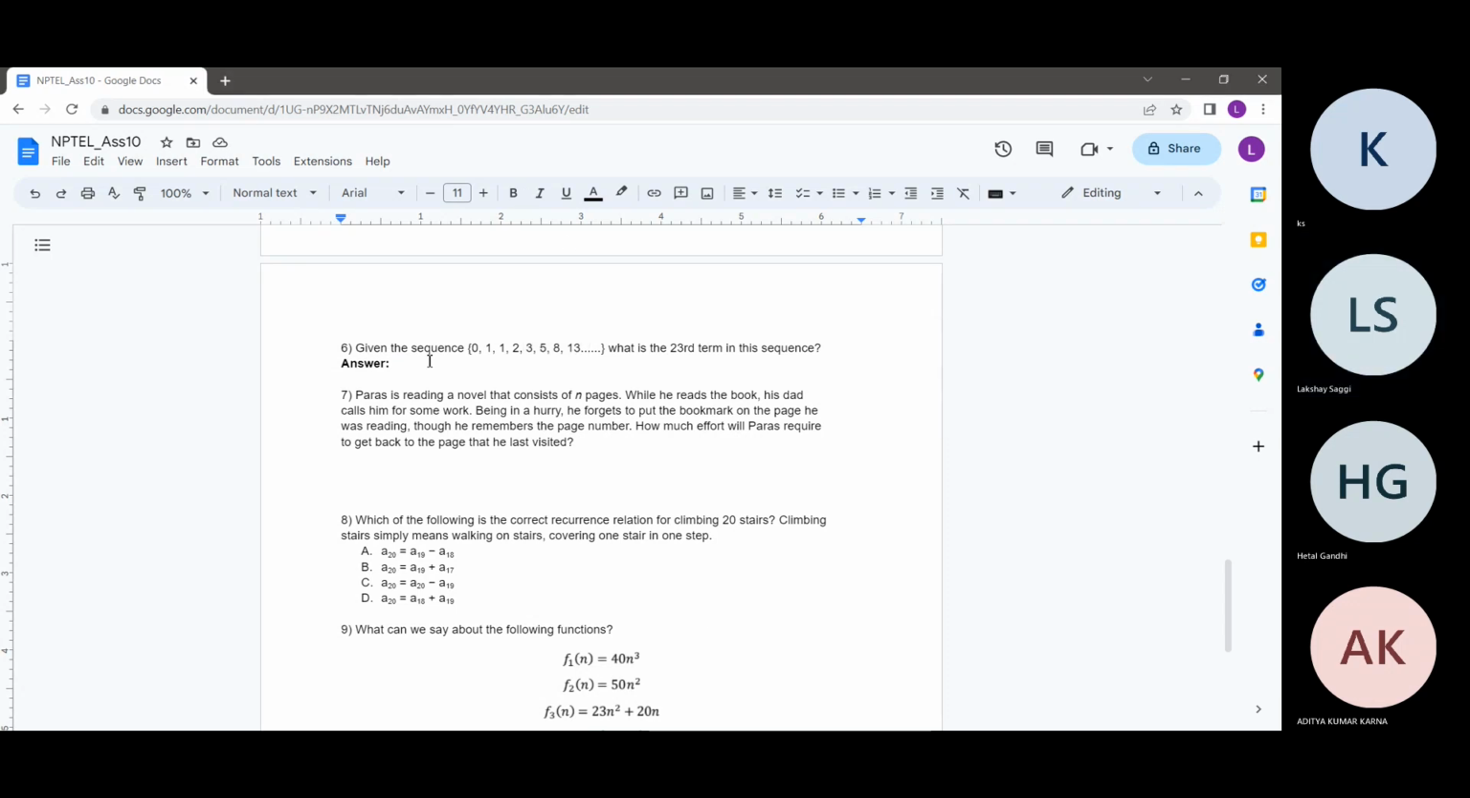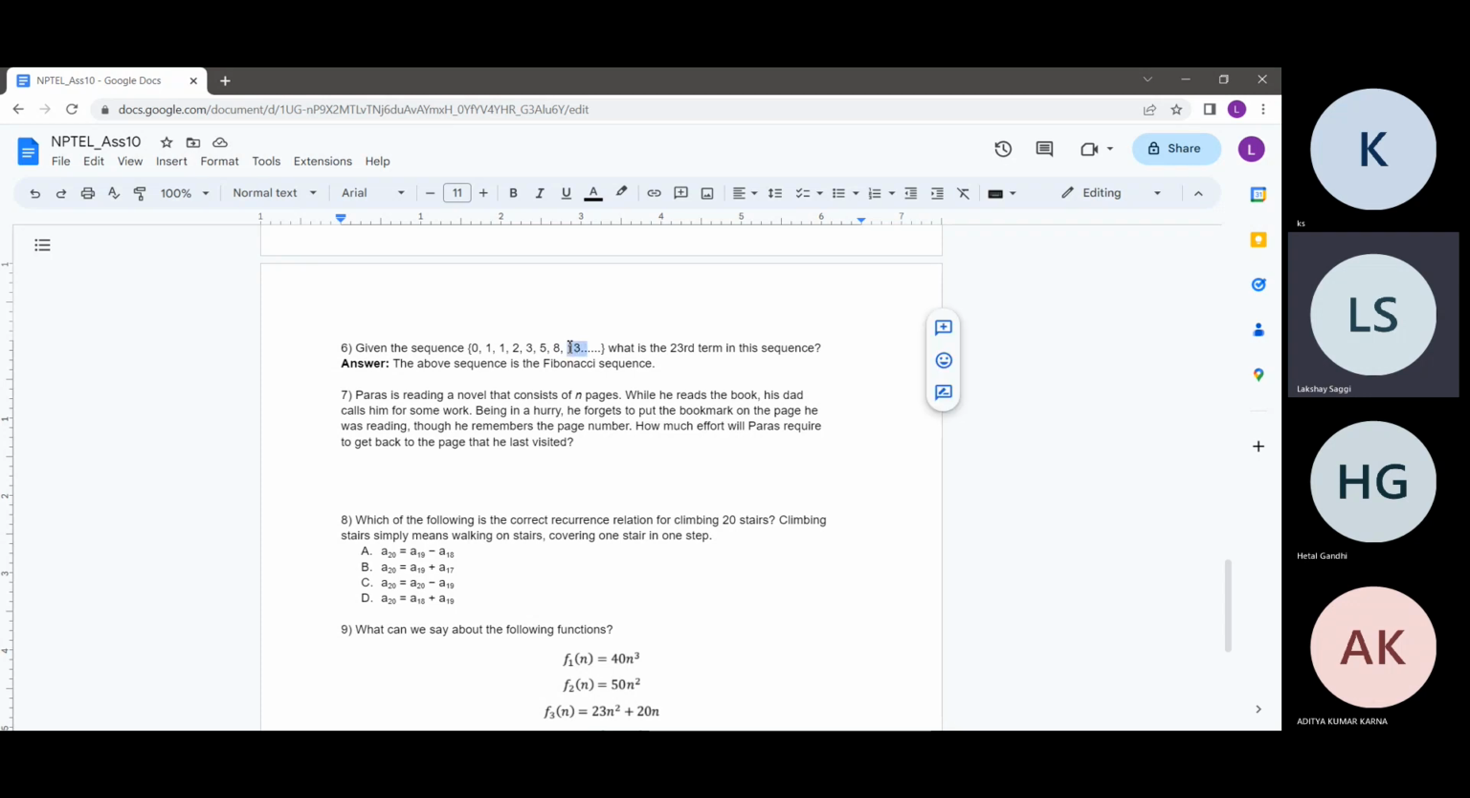So the above sequence is the Fibonacci sequence, and the Fibonacci sequence follows the recursion that t of n is t of n minus 1 plus t of n minus 2. So basically, one term in the sequence can be obtained by summing the previous two terms. So 8 is just 5 plus 3. Similarly, 13 is just 8 plus 5. And similarly, the next term will be 13 plus 8, which will be 21.